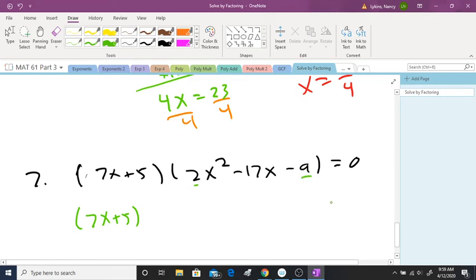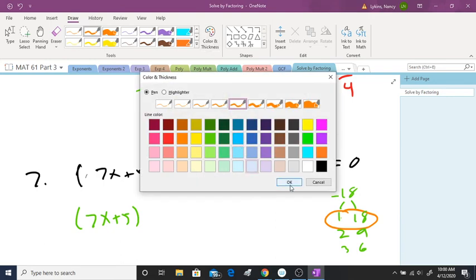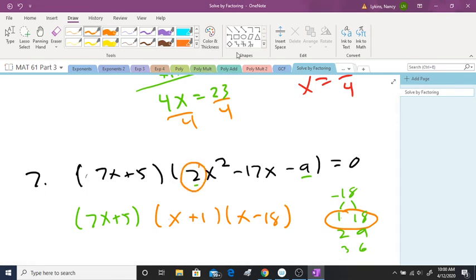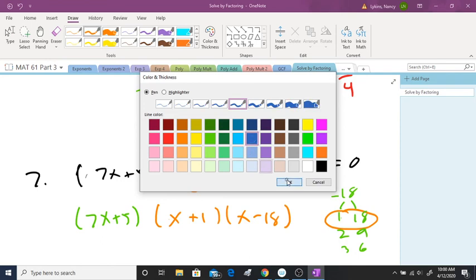2 times negative 9 is negative 18. 1 and 18, 2 and 9, 3 and 6. So since this is a negative 9 and that's a negative 17, that means I'm going to have to subtract. Which 2 subtract that can give me a negative 17? It's 1 and 18. So I'm going to say x plus 1, x minus 18. Then I'm going to look at the leading coefficient, which is 2.